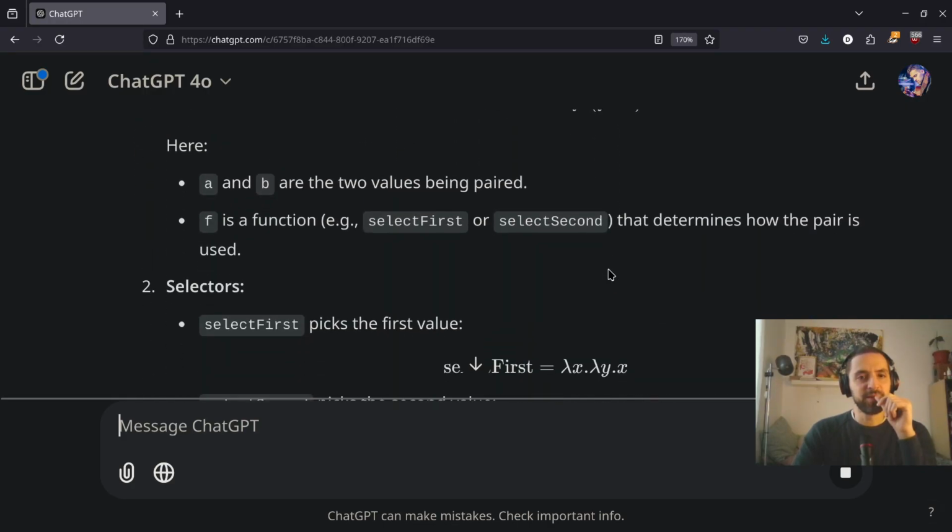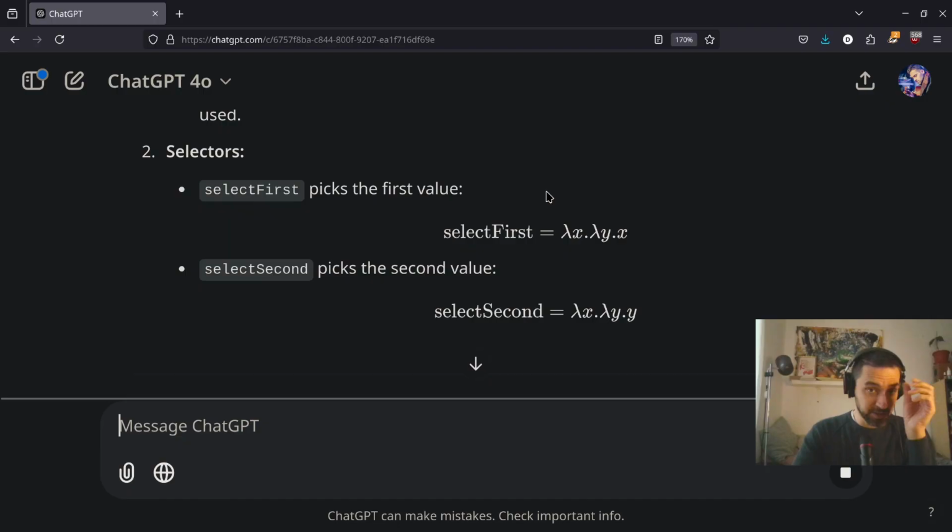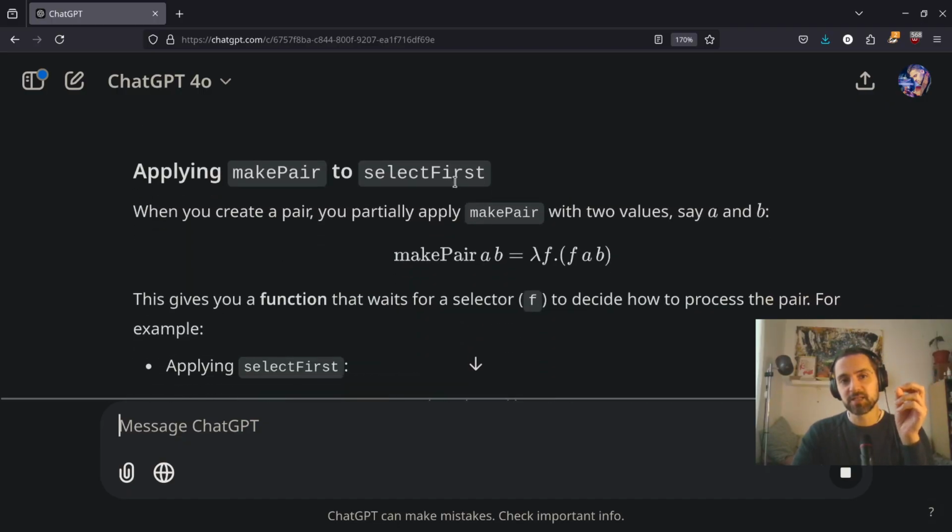That's the make pair. A and B are two values being paired. F is a function that determines, so the select first or the select second that we supply determines how the pair is used. Selectors. Select first picks the first value, select second the second. Applying make pair to select first.